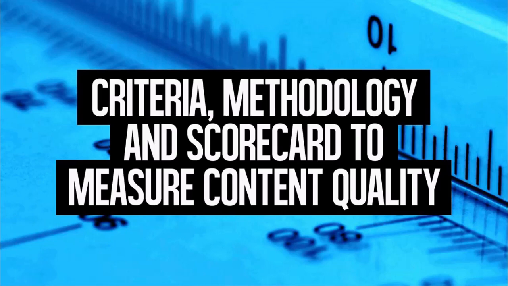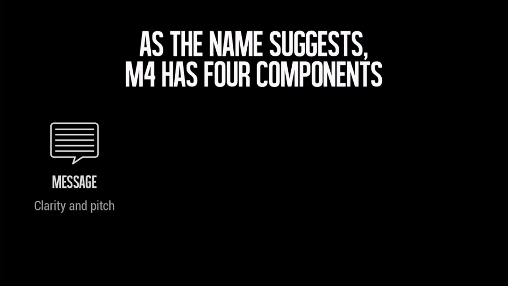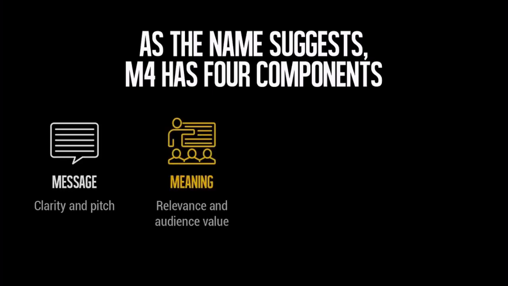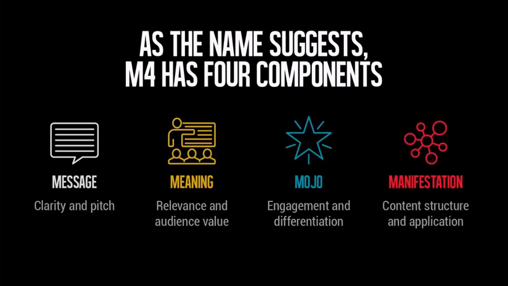Now, as we mentioned at the beginning of this web briefing, the Rubicon agency has a unique approach to this, built on almost 20 years of working with strategic content for tech marketing. And we call this approach M4. Now, M4 measures the agreed content against the 4 M's of message, looking at clarity and pitch; meaning, looking at relevance and audience value; mojo, looking at engagement and differentiation; and manifestation, looking at content structure and application. And we have a comprehensive scorecard of criteria for each of these 4 M's, and this is undertaken by a panel of 3 or 4 people.